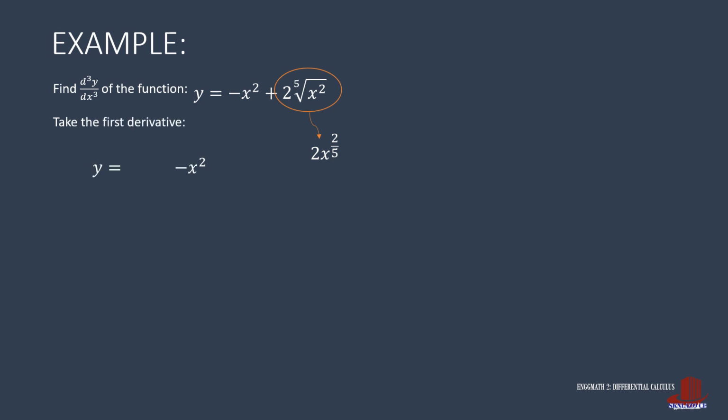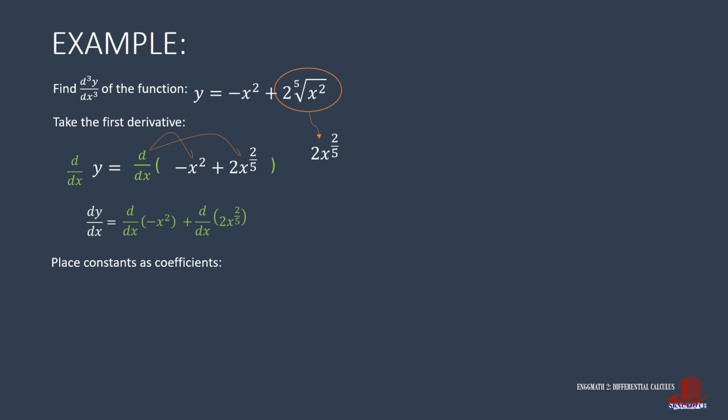Now we can start. Let's start with the initial derivative, and that is by distributing d over dx to all terms of the function. dy over dx then becomes the derivative of negative x squared. The other term becomes the derivative of 2x raised to 2/5. Next is to employ the constant multiple rule, and that is by placing the constants before the derivatives. dy over dx then starts with negative 1, with the derivative of x squared. Add to this the constant 2 times the derivative of x raised to 2/5.